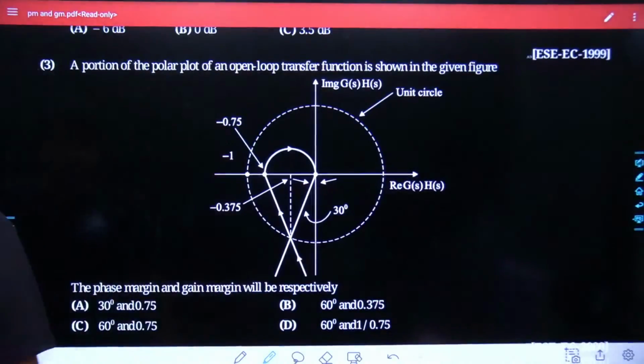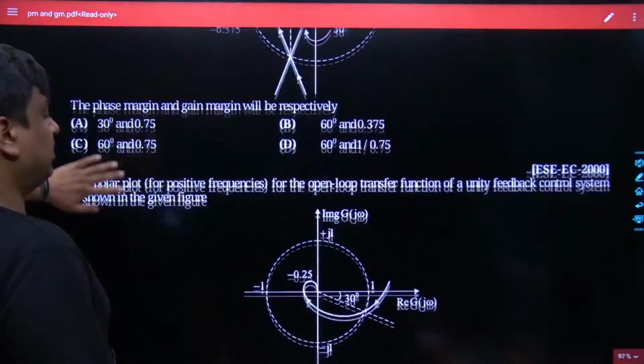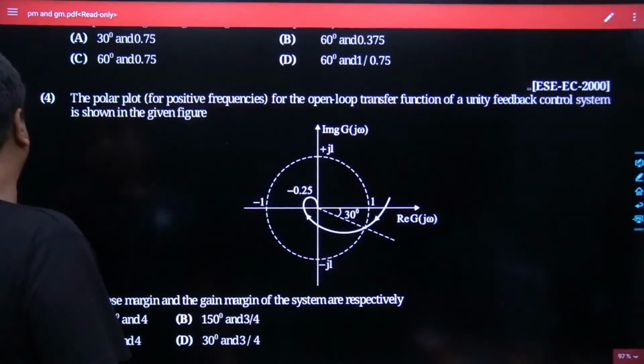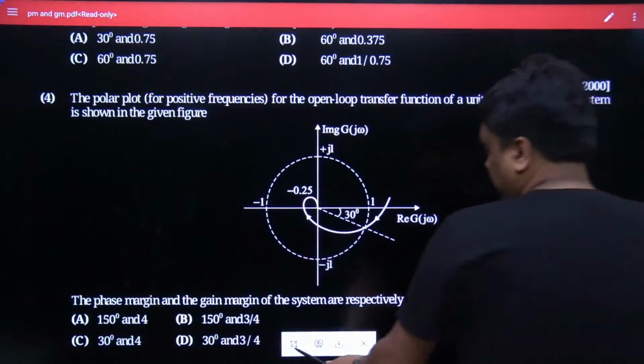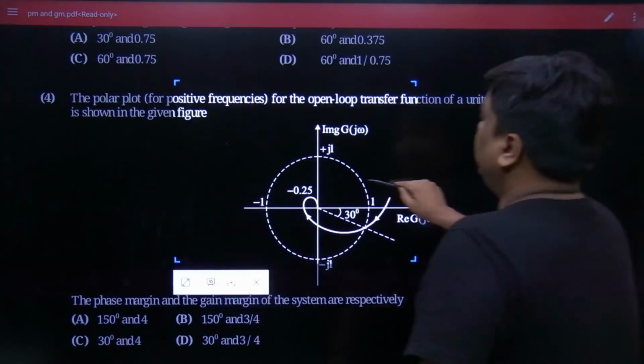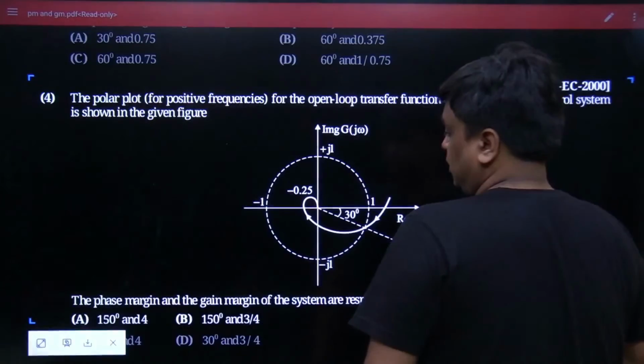Let me do one thing. Let me go forward and take the next question now. Here comes the next question in front of you, and probably without spending much time, you must be able to crack this problem. This was a problem asked to the electronics people in the engineering services examination of the year 2000.